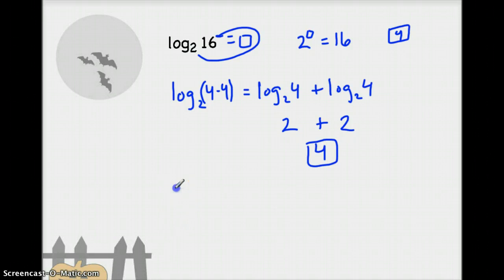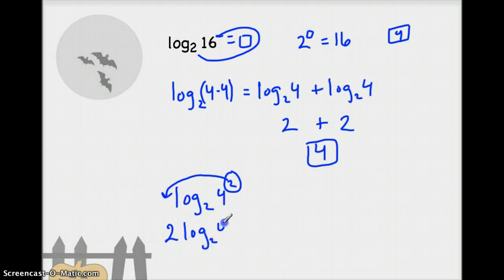Or using the third property, instead of 4 times 4, I could say 4 squared, and I could bring this 2 down in front, so then it would be 2 times log base 2 of 4, and log base 2 of 4 is 2. So then 2 times 2 is 4. You can think about these problems so many different ways. So if one way is not quite working, you might want to try another.